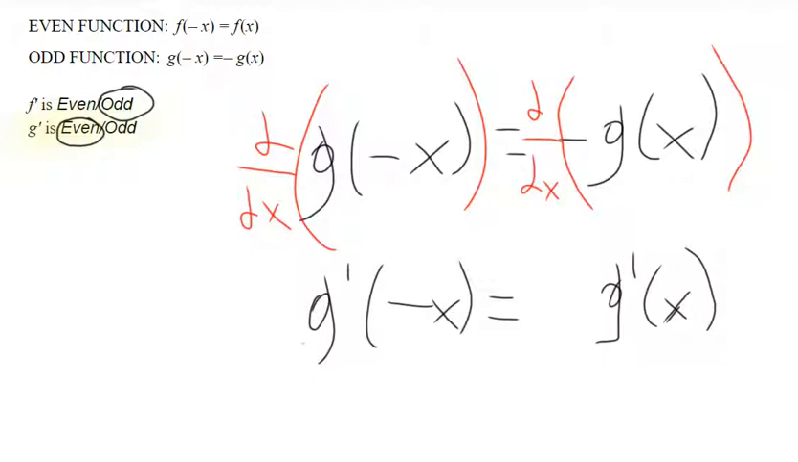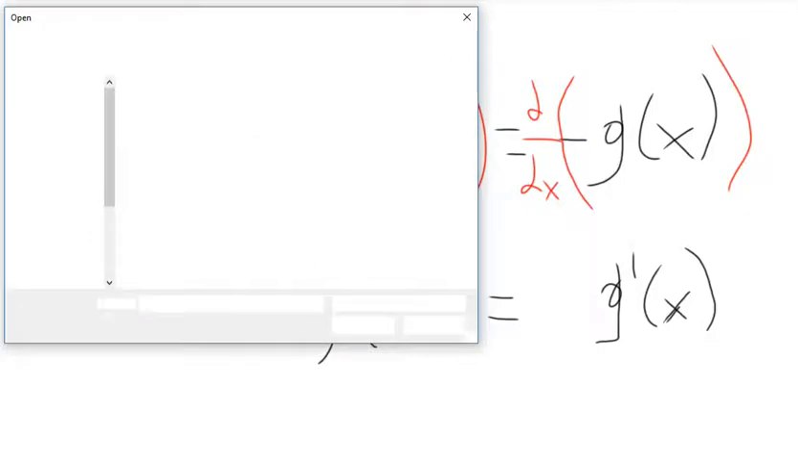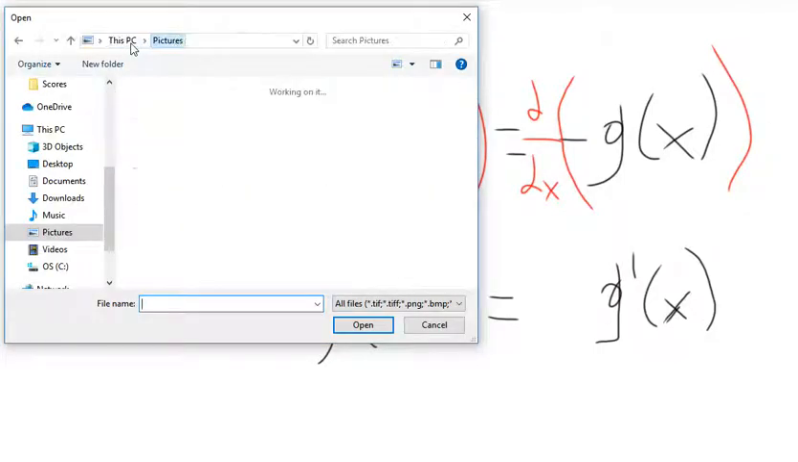Now before I move on to the problem, think about this for anti-differentiation. Yes, it works the same way. If you start with an even function and take the antiderivative, you're going to get an odd function. And if you start with an odd function and take the antiderivative, you'll get an even function. That being said, let's take a look at problem number 33.